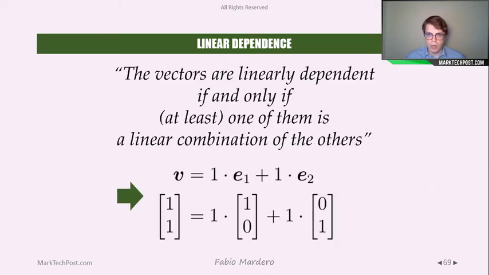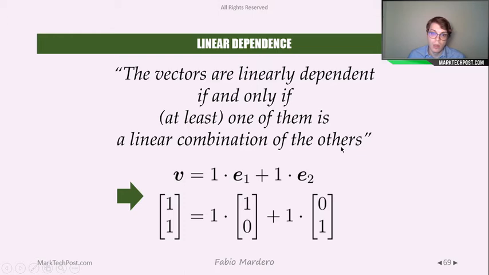So we can see that the vectors are linearly dependent if and only if at least one of them is a linear combination of the others. For example, it's pretty simple to see that V now is a linear combination of the other two vectors. We just have to take both coefficients equal to 1. That's it, pretty simple. So when we have a linearly dependent set of vectors, we can say that at least one of them is a linear combination of the others.